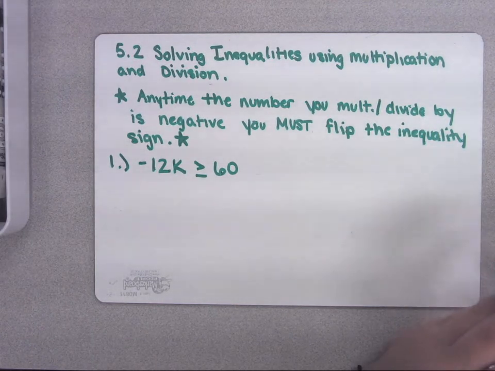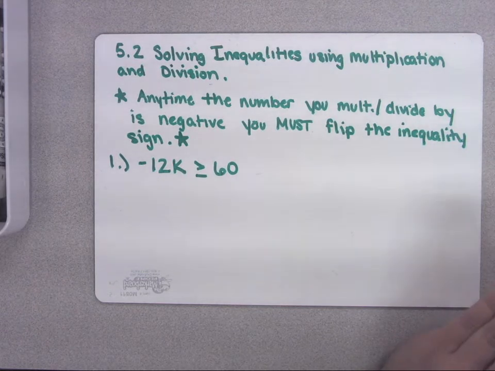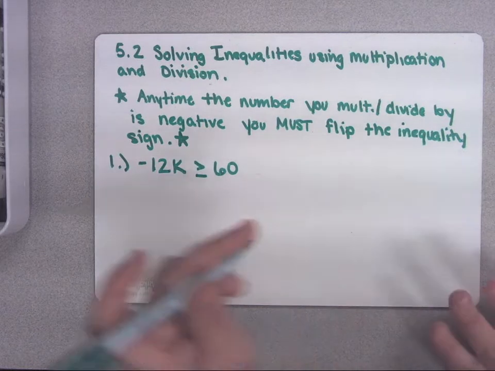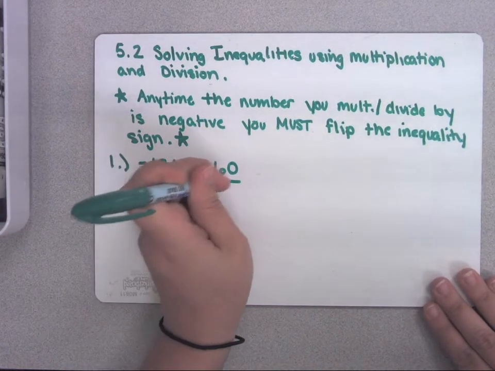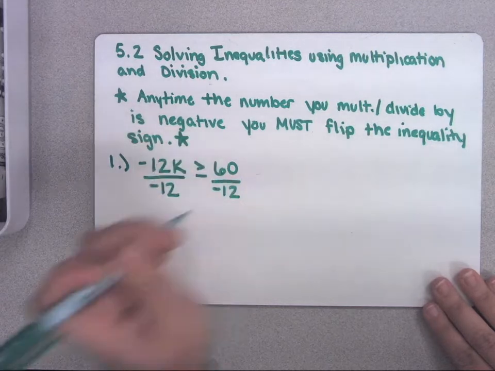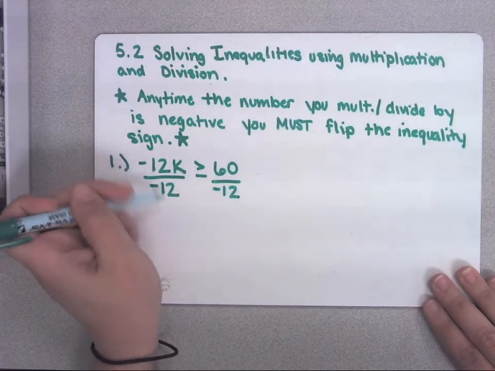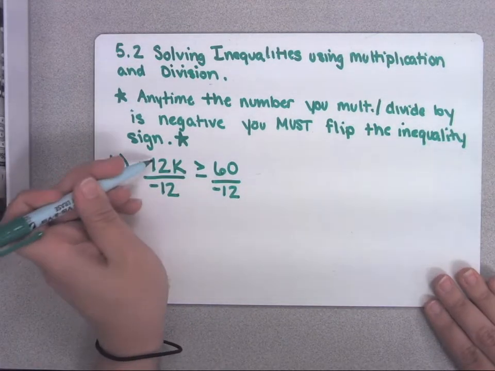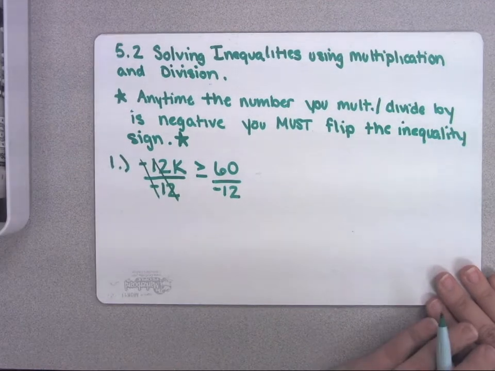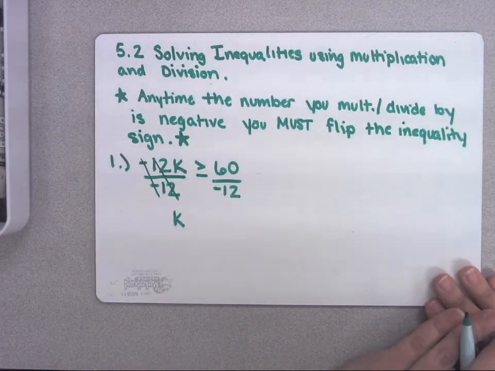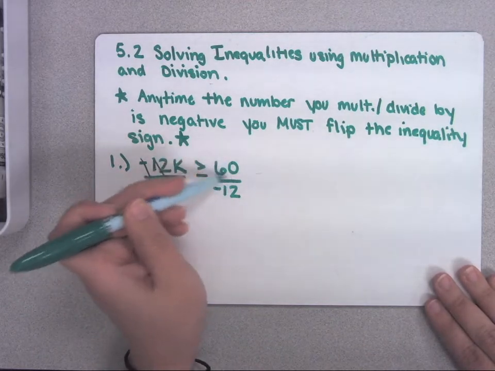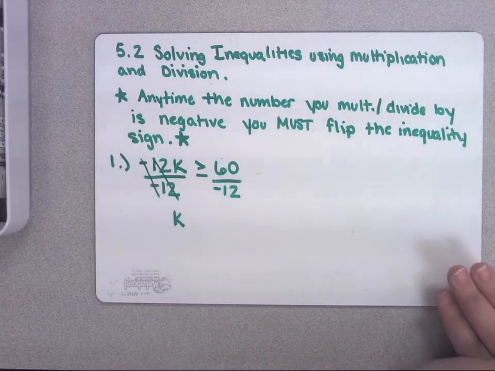So the negative 12 and the k, what operation are they doing when they're right next to each other? They're multiplying. So how do I get rid of it? I'm going to divide both sides by negative 12 because we want the k by itself. So what happens on the left with the 12s and the negative signs? They cancel out, right? And I'm just left with k. What happens with 60 divided by negative 12? Does anyone know that answer?